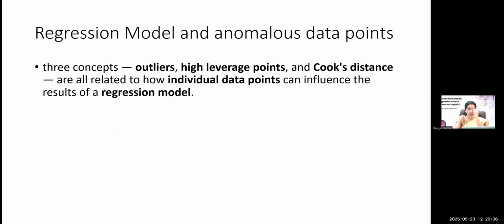Now coming to the regression and the anomalous data point. I was talking about outliers, and there is another concept known as the leverage point, and I was talking about Cook's distance. They are all related to how an individual data point influences your regression model. So we'll understand these concepts now: what is an outlier, what is a high leverage point, and what is Cook's distance?